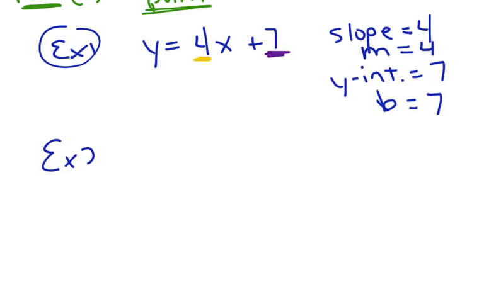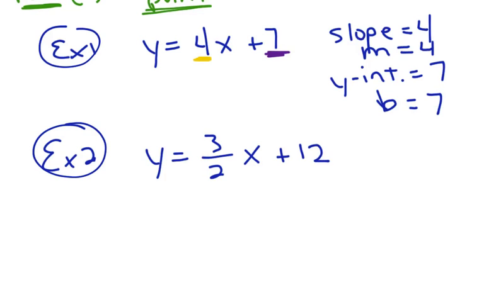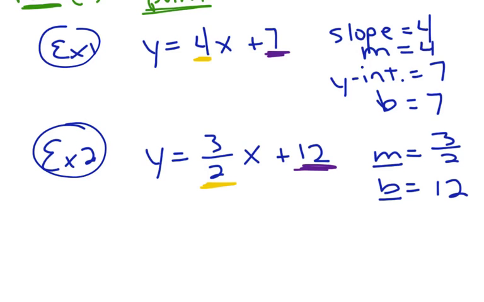Example number 2 is y equals 3 halves x plus 12. So what I want you to do is find m and find b, for the slope and the y-intercept. So hit pause, find it, and then turn it back on and I'll give you the answers. Okay, so 3 halves is in front of the x, so my slope is 3 halves, and 12 is the number not being multiplied by the x, so that is my y-intercept. Okay?